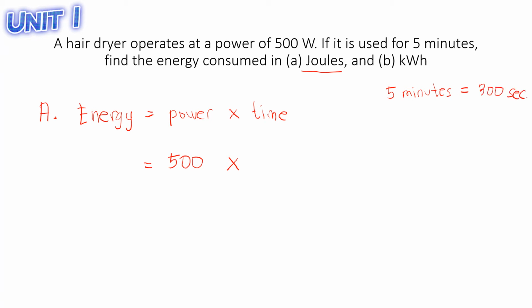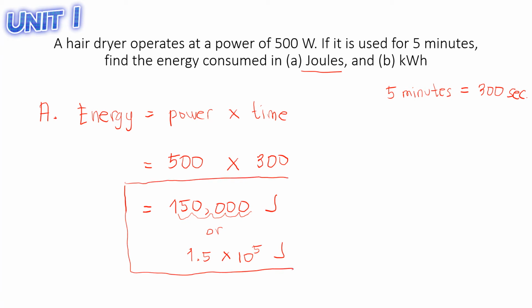So that will be the time here, so it will be 300. So what we'll have here, 500 multiplied by 300, so you will get 150,000 joules. So for problem A, how much energy is consumed in joules? The answer is 150,000 joules, or you can simply say 1.5 times 10 to the power of 5 joules. So this is our answer for problem A.